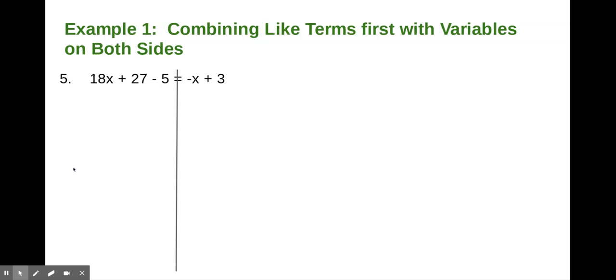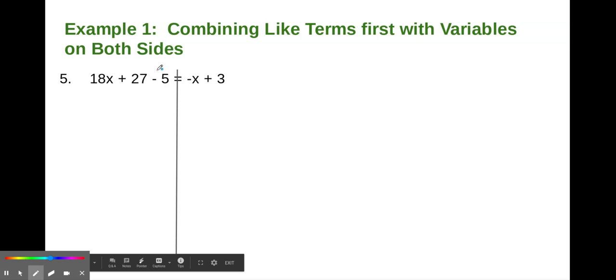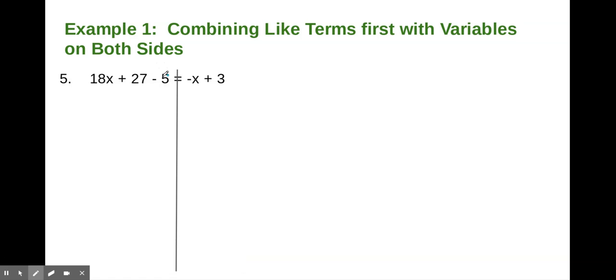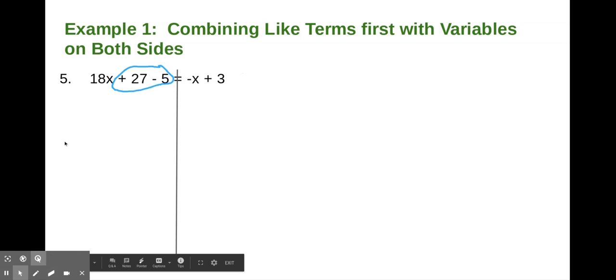What are we allowed to combine? Okay, let's take a look over here on the left side. I'm allowed to combine the 27 minus 5. They are my constant terms on my left side. Is there anything I can combine over on my right side? Am I allowed to combine negative x plus 3? No. Okay, so now I can go ahead and start solving my problem.